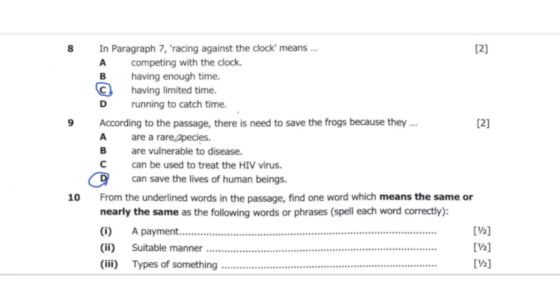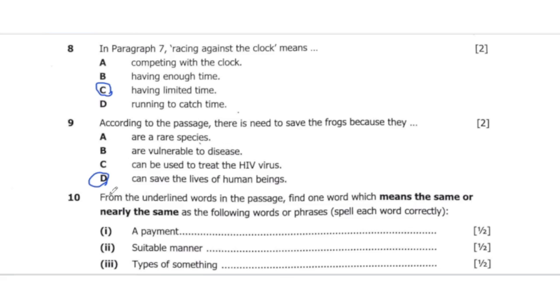However, layer species, that is not the reason why we are conserving them. We are trying to not make them extinct. Even if they are layer species, if they don't offer us a job, I think the paragraph is not telling us that we conserve them because of their layer species, but because they can save lives. And it hasn't told us that we should preserve them because they are vulnerable to diseases. No. Even if it has said that they are vulnerable to fungal and bacterial diseases, we are also told that they are also resistant to viral diseases.